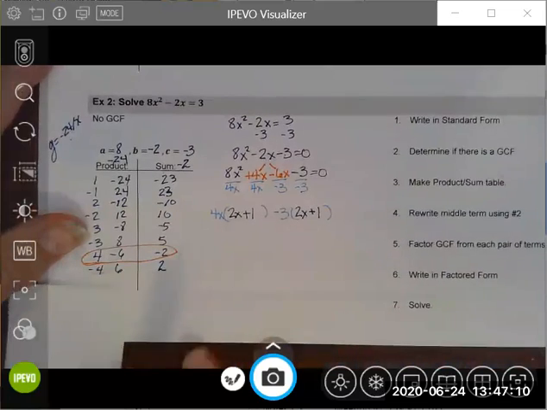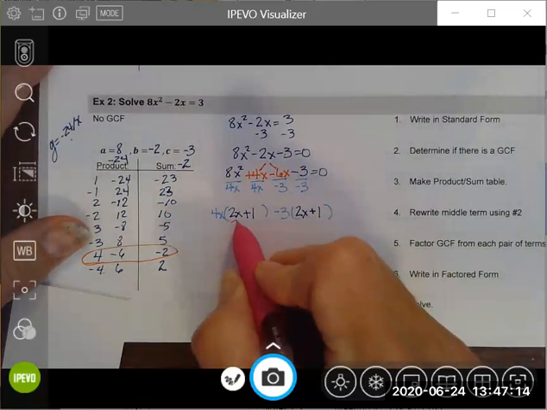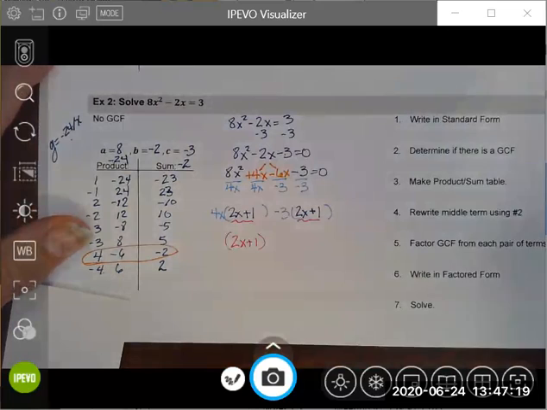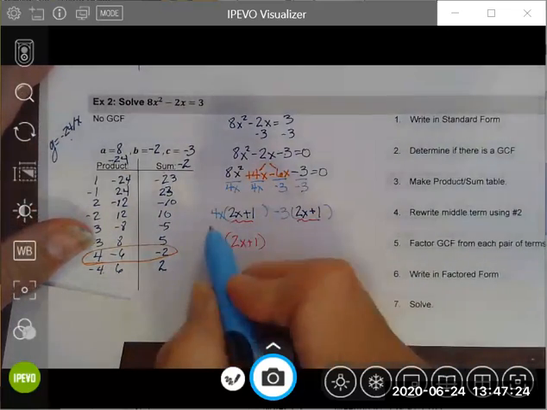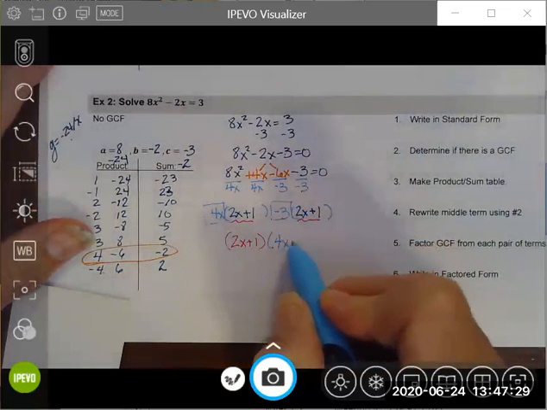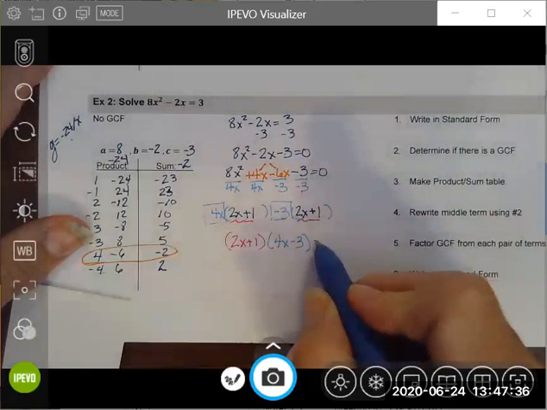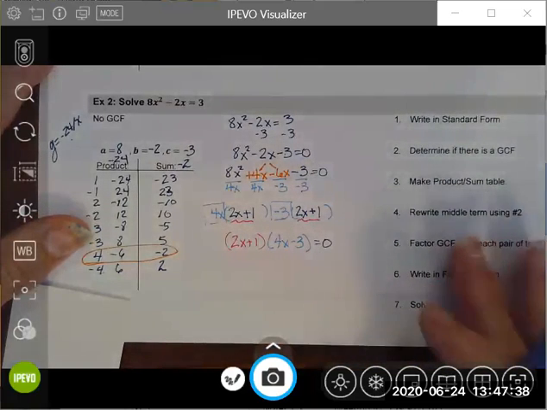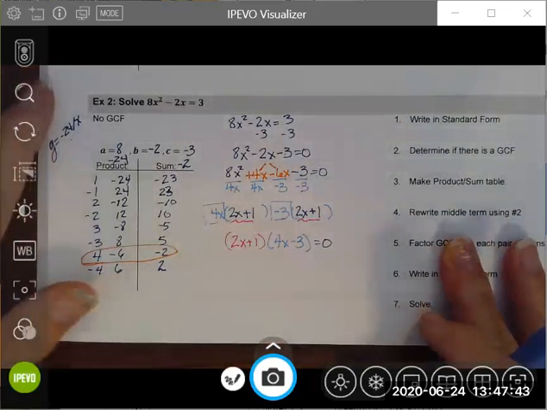And when I do my greatest common factor work, I should notice that the terms inside parentheses are the same. And what I have done is I have undistributed, or I have factored out, 2x plus 1, and the terms I'm left with provide my other factor, 4x minus 3. So there I have my factored form. In this case, this was set equal to 0, so I'm going to go ahead and write that equals 0 there. And now I need to solve to find the solutions.